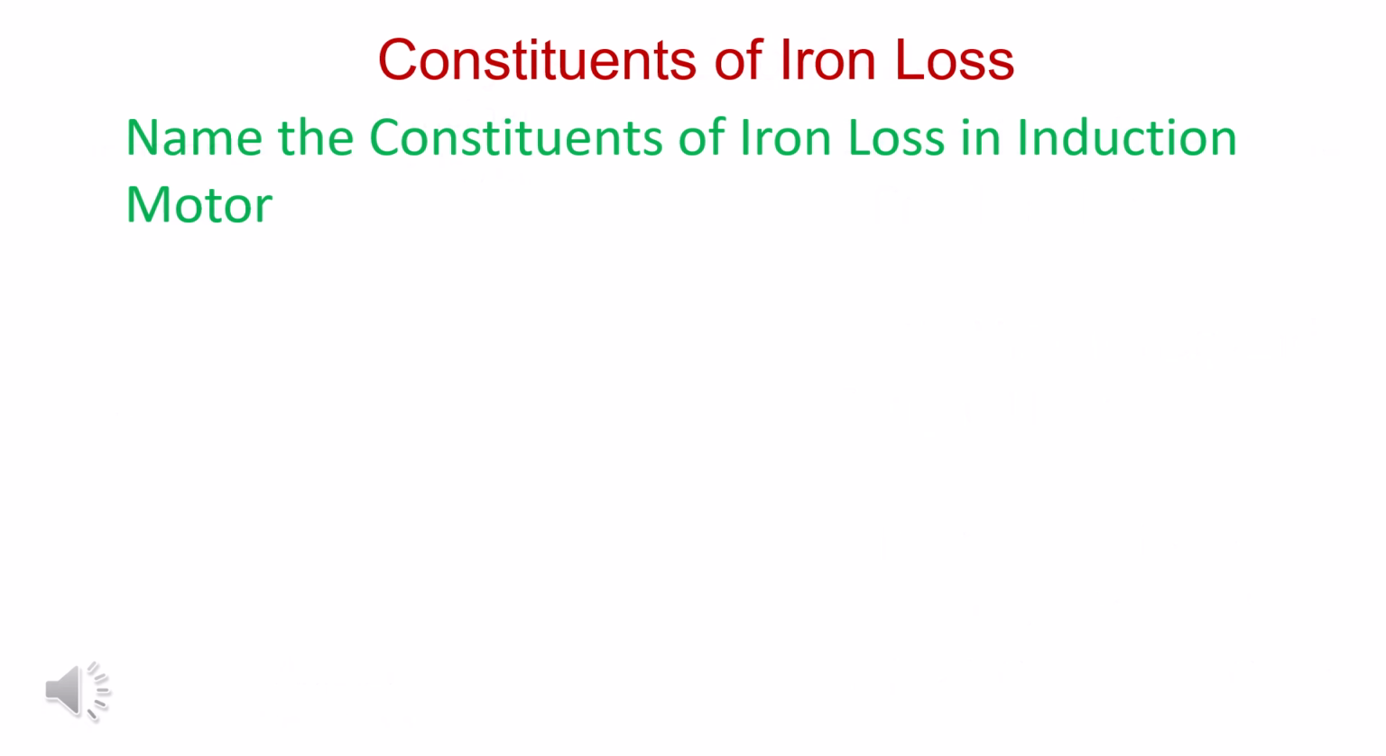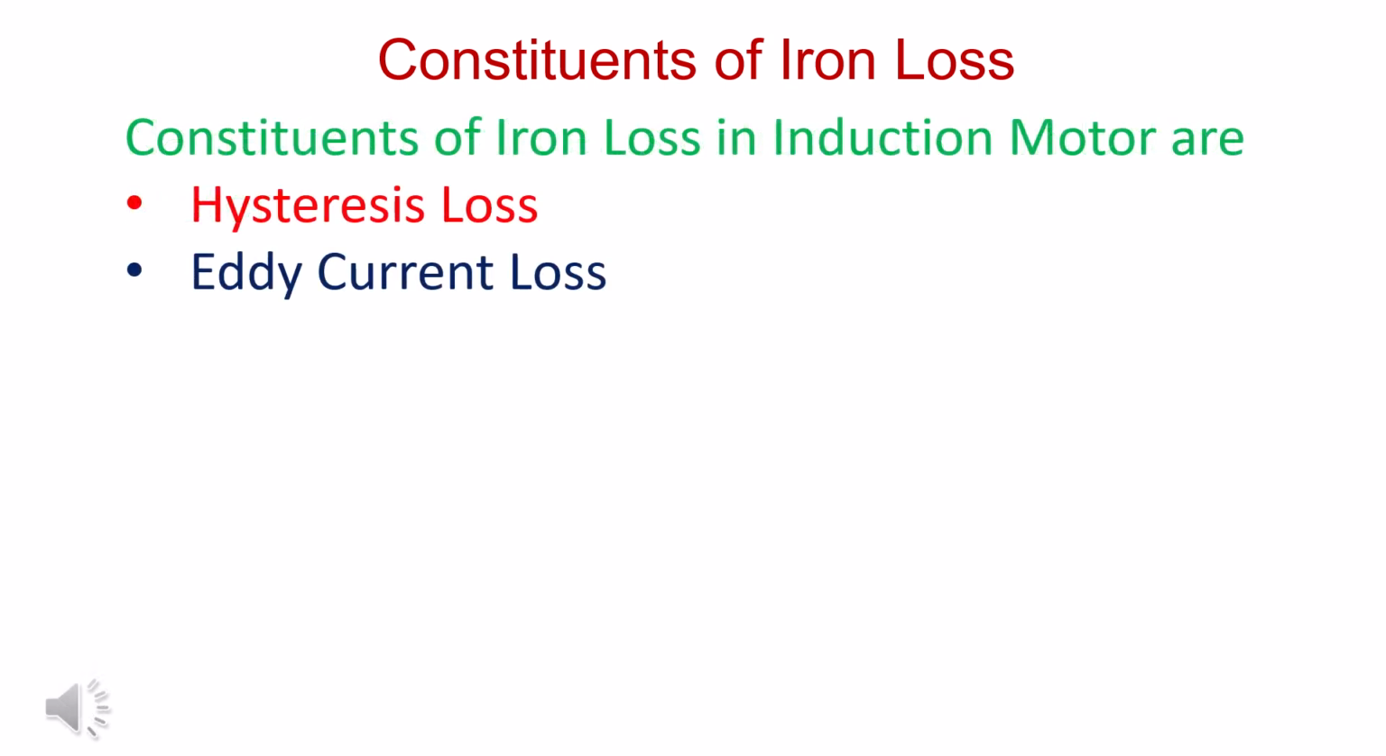What are the constituents of iron loss in induction motor? Iron loss in induction motor consists of hysteresis loss and eddy current loss.